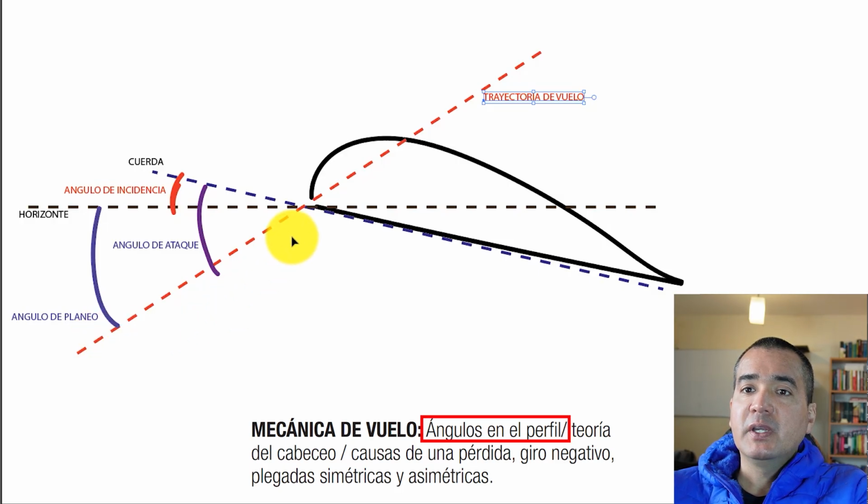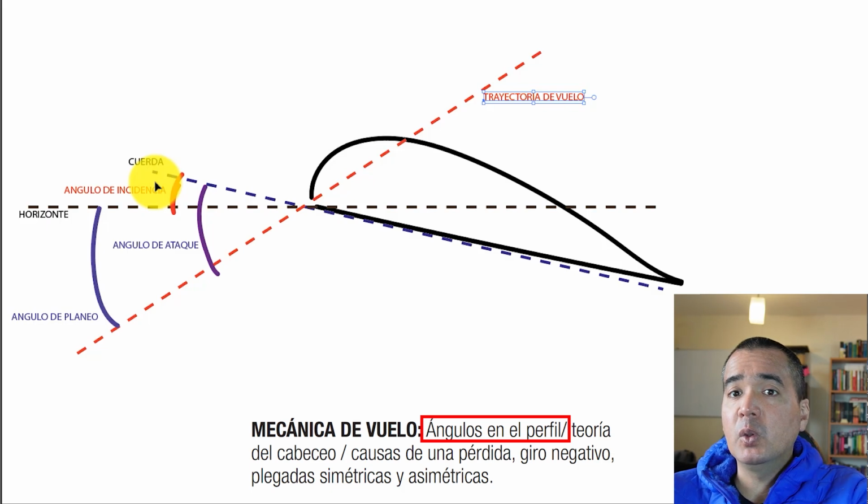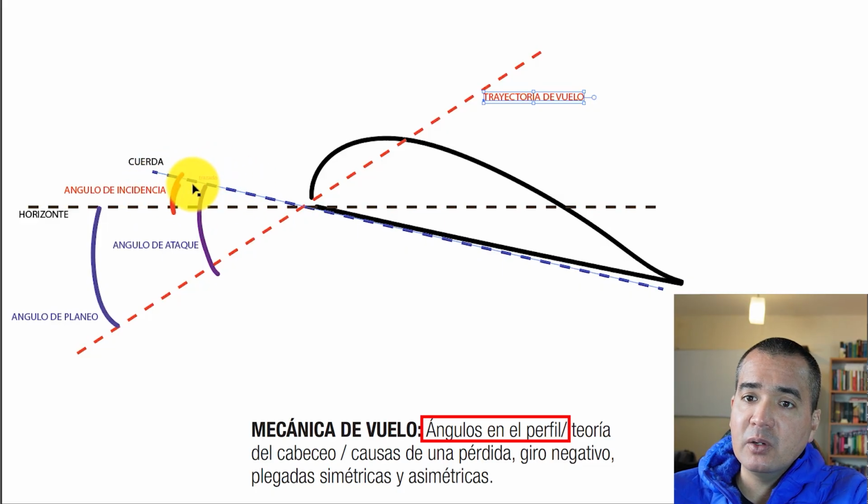Now, how is each of these modified? The angle of incidence will not be modified by braking. The only way to modify it is by accelerating the paraglider. In a single-seat paraglider, by using the speed bar, pressing the accelerator, and in a tandem paraglider, by using the trimmers. It is not modified by using the brakes.